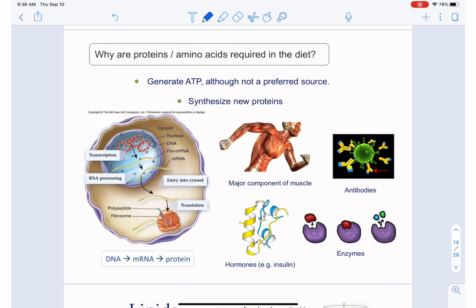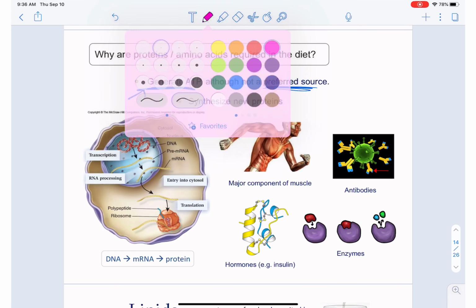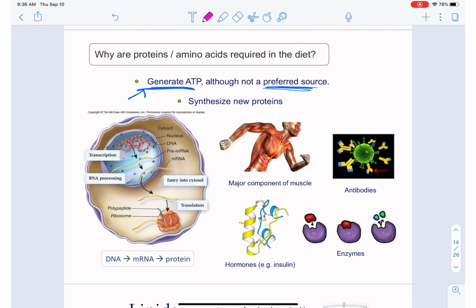Now, why are proteins and amino acids required in the diet? Well, one of the reasons is that we can use proteins and amino acids to generate ATP. They can enter cellular respiration and be used to generate ATP, but they're not a preferred source. We'd rather not do this. So the main reason that we need amino acids in the diet is to synthesize new proteins.